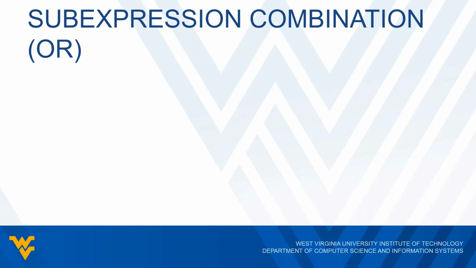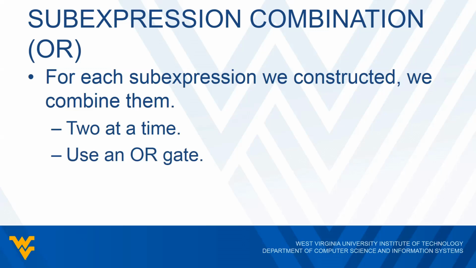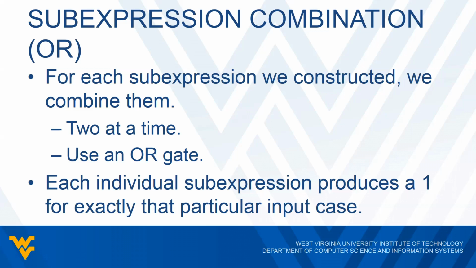We'll now take each of the sub-expressions that we produced in the last step and combine them. Now we're going to do this 2 at a time, and we're going to use OR gates. So what this means is that each of the individual sub-expressions produces a 1 for exactly one particular case where the truth table output is a 1. So the OR of the output of all of them produces a 1 in each case where the truth table has a 1 and in no other case. So what that means is the Boolean expression produced in this step implements exactly the function described in the output column of the truth table on which we're working.